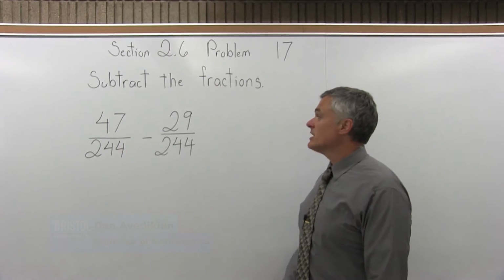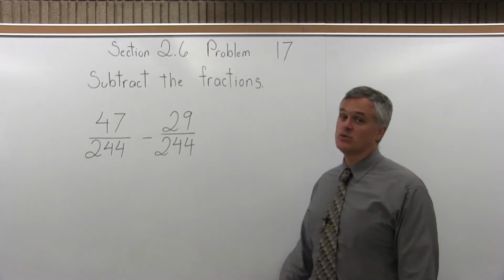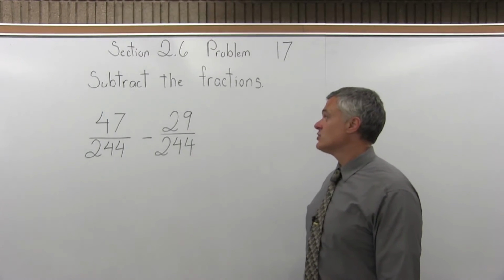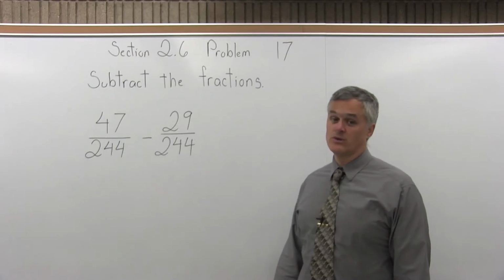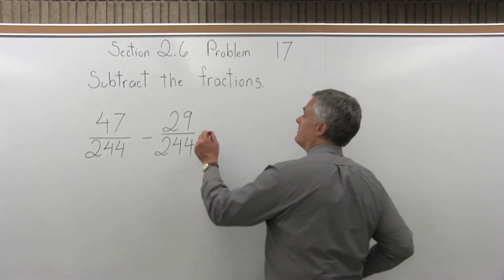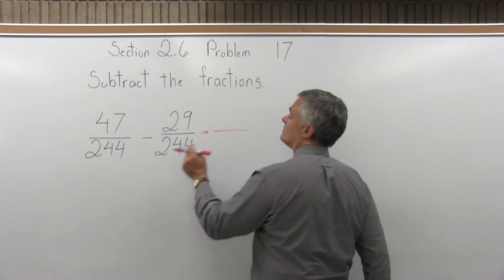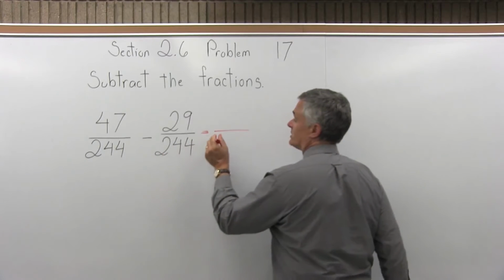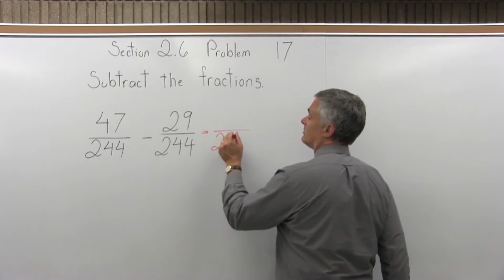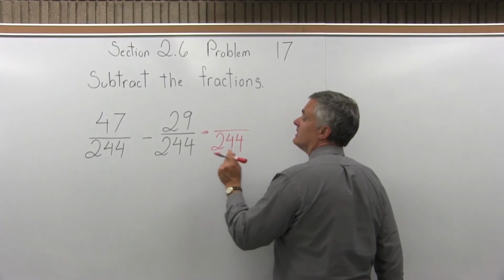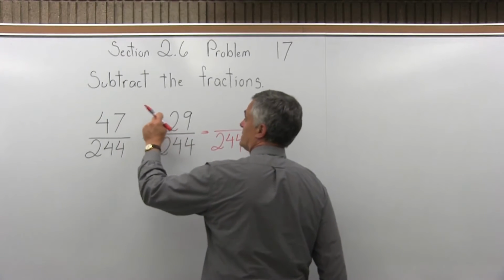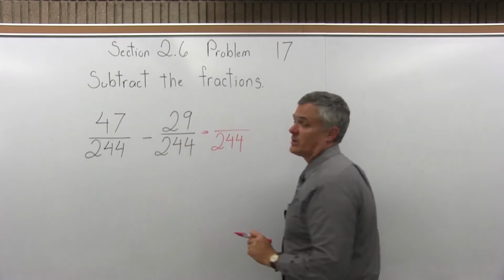It says, subtract the fractions, and we have 47 over 244 minus 29 over 244. So, I have the same denominator in both fractions in my question, so I can keep that same denominator of 244 in my answer. Then I can combine the numerators. I can subtract 47 minus 29.